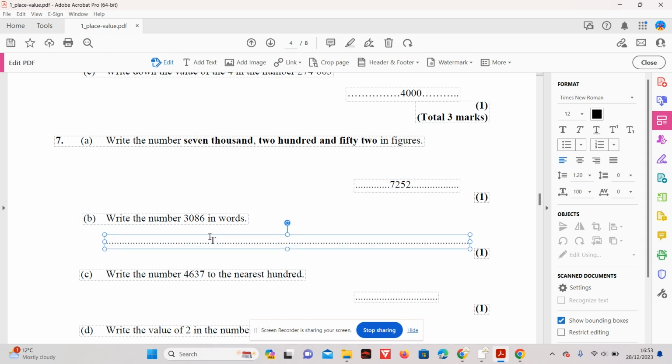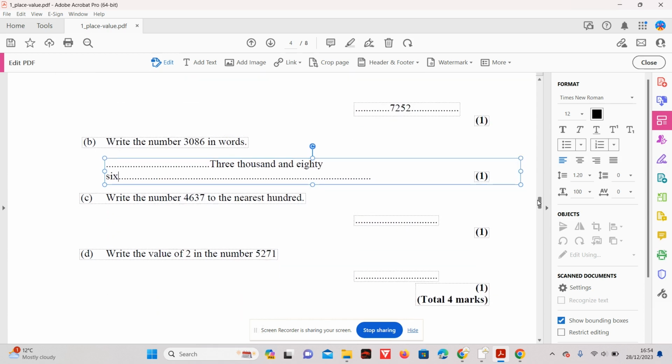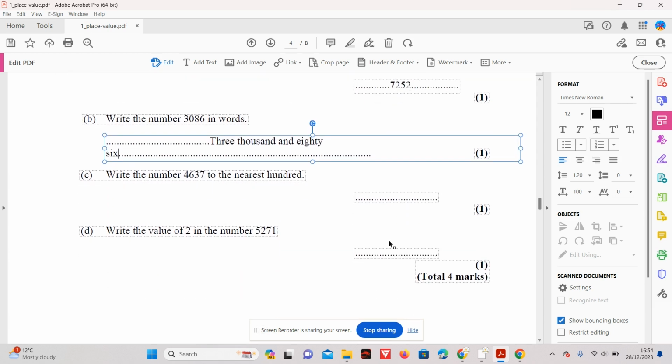Next question is write the number 3,086 in words. So we've got 3,000 and we've got no hundreds, so we just leave that and then we just put and 86, and just like that, that'll be another mark. Next question, write the number 4,637 to the nearest hundred. So for this one, we look at our tens column, it is a 3, so we round that down, so therefore that becomes 4,600.